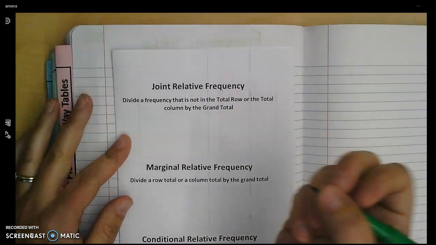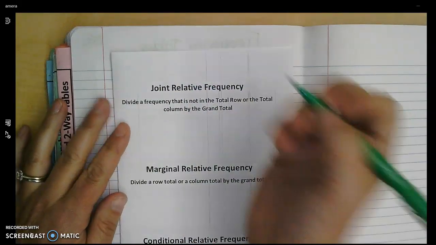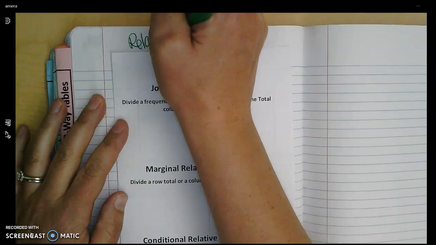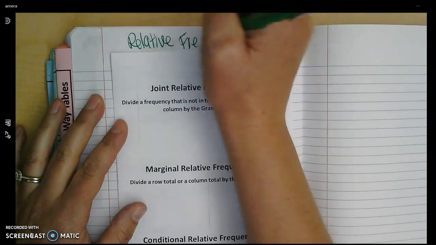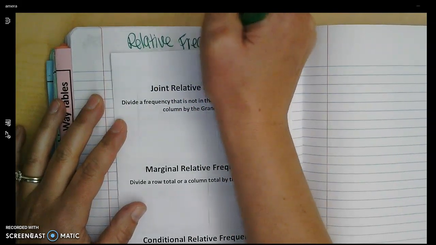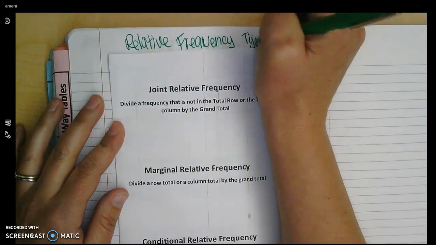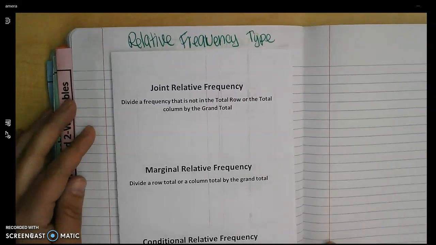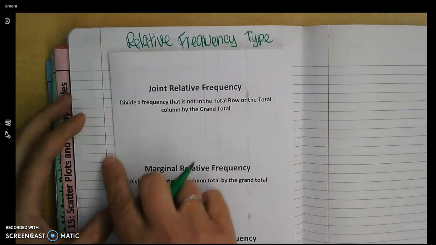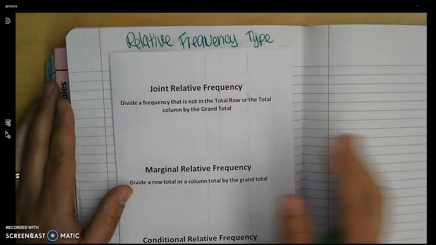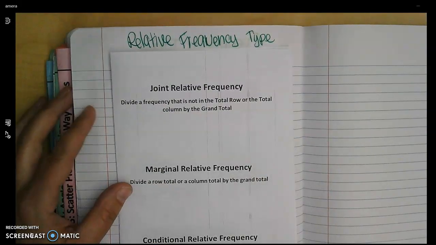Welcome to today's lesson. We are going to be talking about relative frequency types. If you do not have this note taker, go ahead and pause the screen and grab it before you get started, and then glue it into your notebook. Then give it a title, Relative Frequency Types.